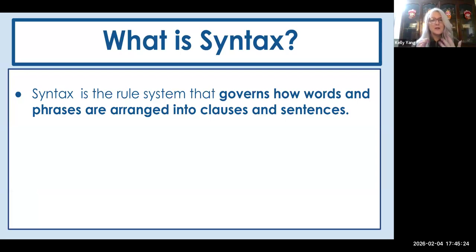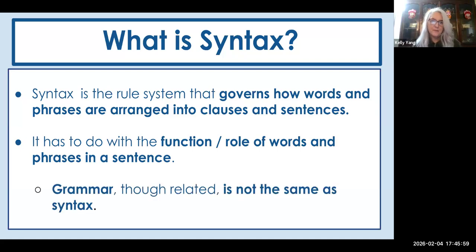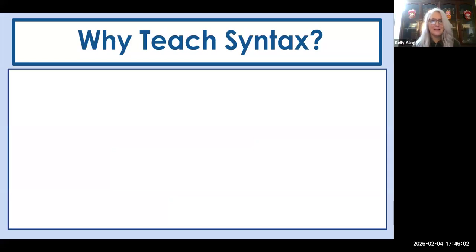So what is syntax? Syntax is the rule system that governs how words and phrases are arranged into clauses and sentences. Here, we're not talking about grammar. We're talking about the function or the role of words and phrases within a sentence, because that's going to really help students with their comprehension. Just teaching grammar in isolation isn't going to do much. But when we really talk about the function and the role of words, that's key. It's crucial for reading and writing. Grammar's related, but it's not syntax.